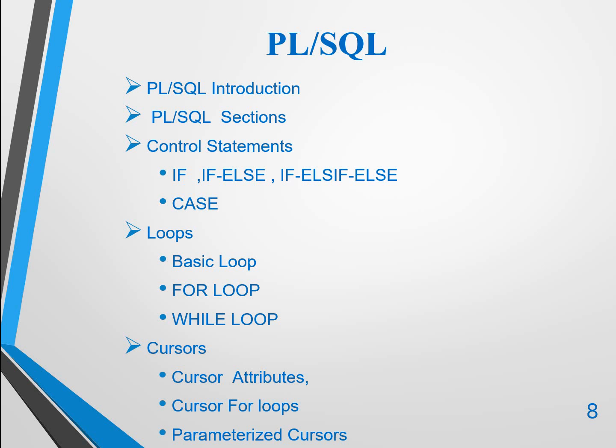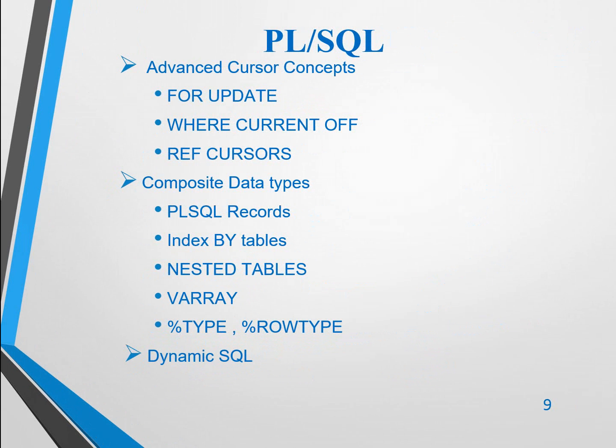Then we have a concept called as cursors. Cursors contains cursor attributes, cursors for loops, and parameterized cursors. We have advanced cursor concepts like for update, where, current of, and also reference cursors. We have composite data types, which are PLSQL records, indexed by tables, nested tables, V-arrays, and how do we use percentile type and percentile row type. Then we have dynamic SQL concept.